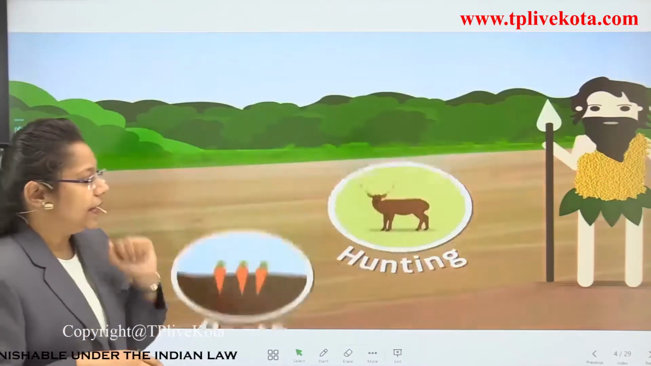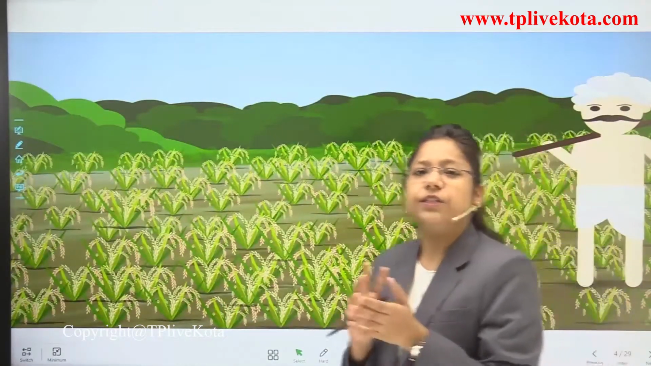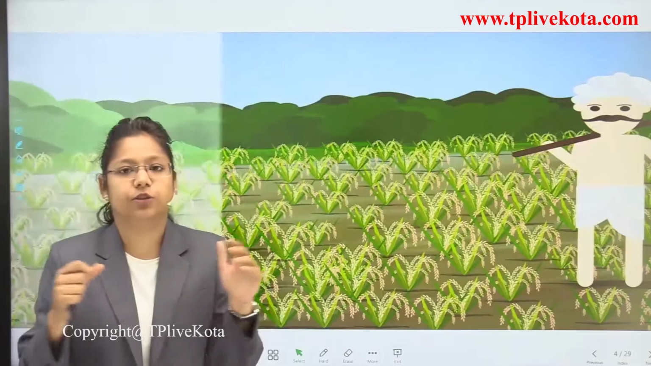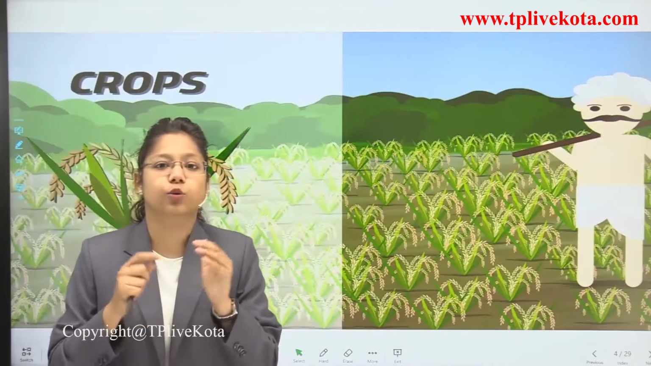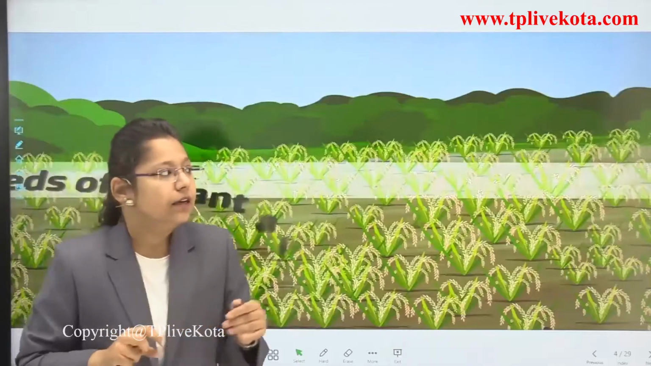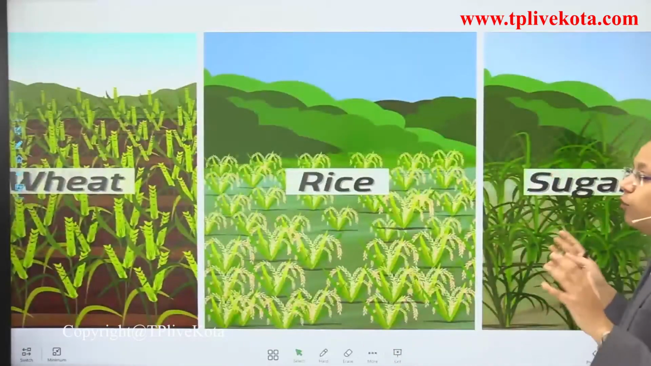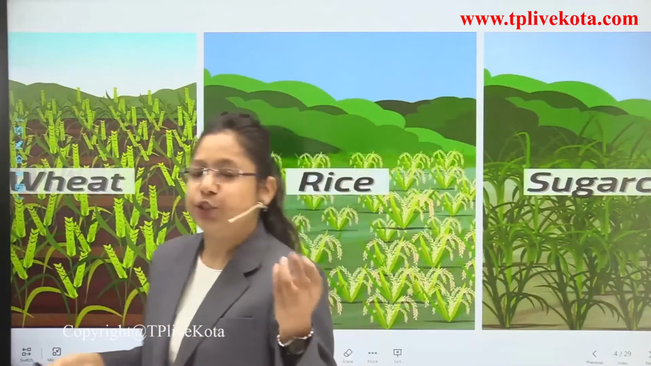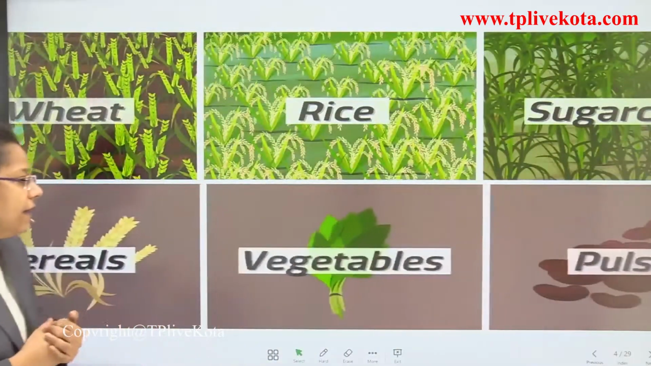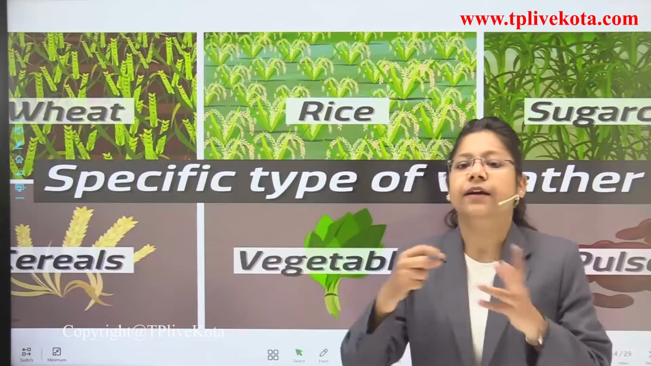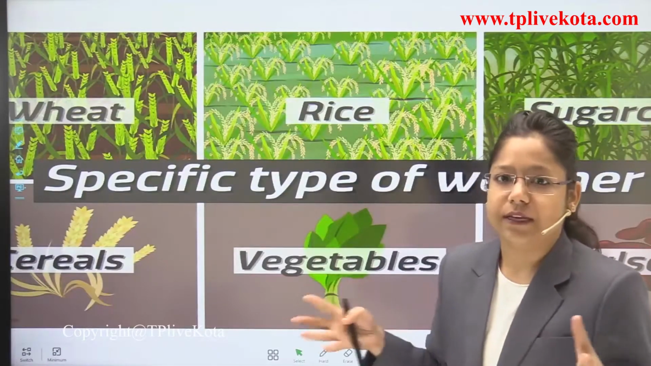In earlier times, early man used to do hunting and rearing, but that was not sufficient for their body requirements. But nowadays, farmers or peasants grow crops over the land or soil to fulfill human needs. Now, how are they grown? They are grown on a large area or a large scale of land fields. Now, we can grow wheat, rice, sugarcane on lands, and fruits, vegetables, pulses, everything which is grown on a particular big land comes under the category of agriculture.